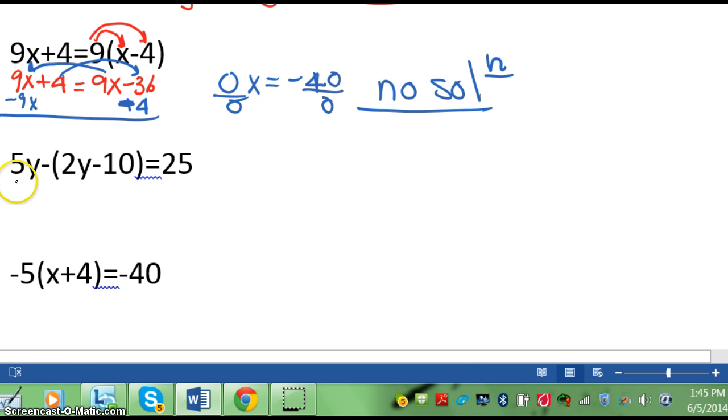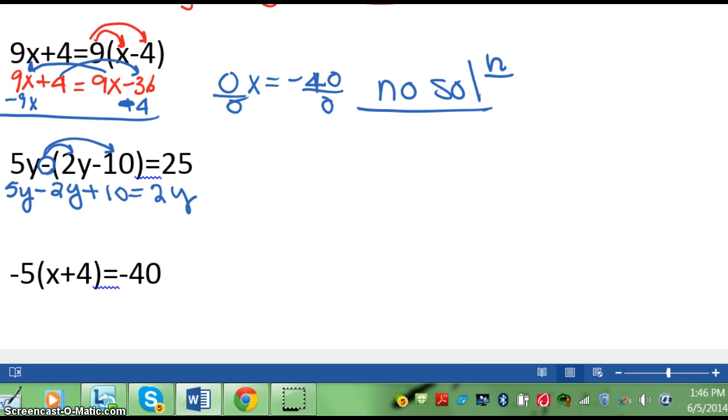On this one, be careful. Bring the 5y down. It says negative to both of these. So you're going to take the negative, or negative 1, from the beginning of the parenthesis to the end of the parenthesis. That makes that a negative 2y plus 10 equals 25.